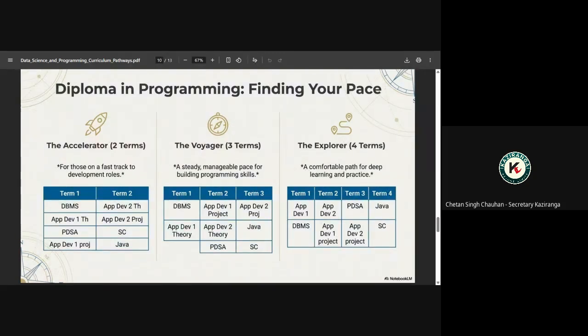Say I can only spend about 6 hours a day. How many and what diploma in programming courses? Any suggestions? I think DBMS and MAD on. Yeah, it's a good set of courses. DBMS and MAD on. That's a good set of courses for 6 hours a day.